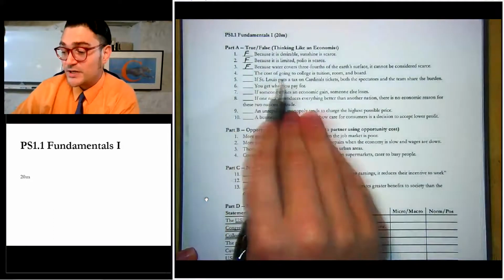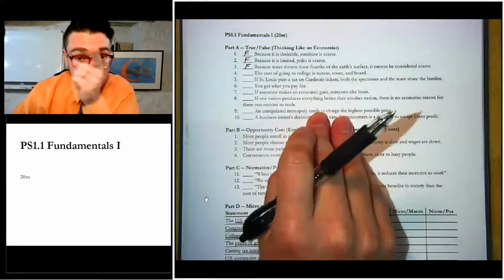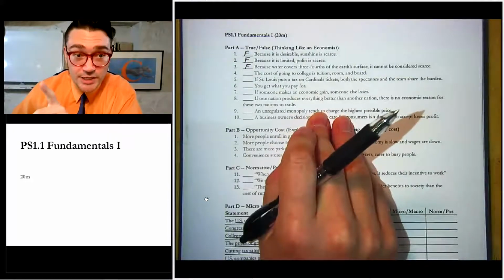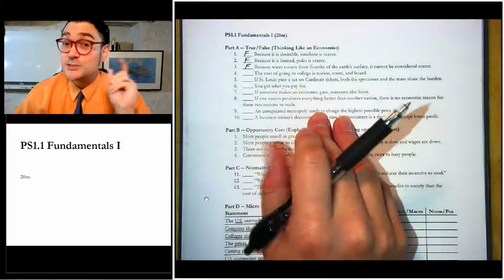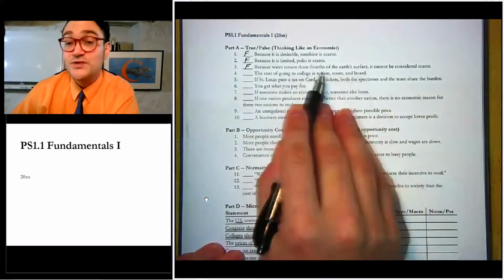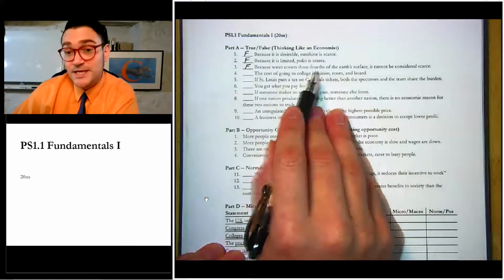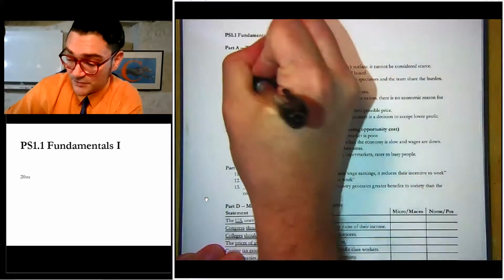Number 4, the cost of going to college is tuition, room, and board. Nope. Remember, we talked about this. Opportunity cost, and cost when we mean this in this class, is what you give up. So it's actually what you would have done with the money that you spent on tuition, room, and board. So this one's false. Very tricky, Mr. G.